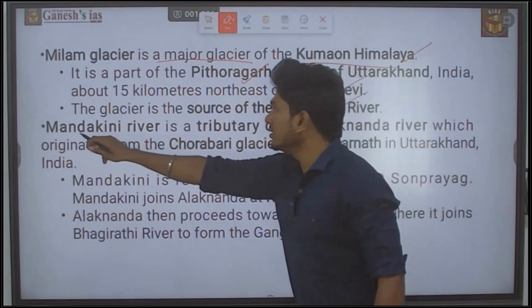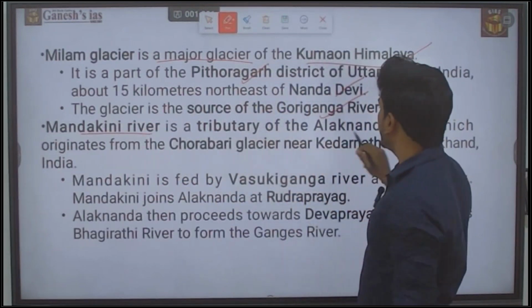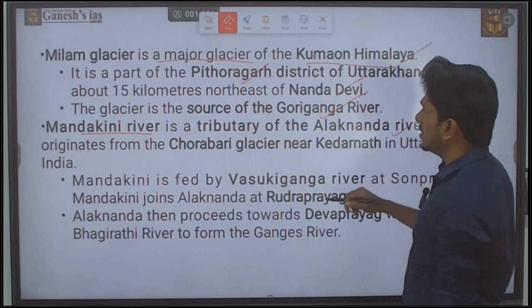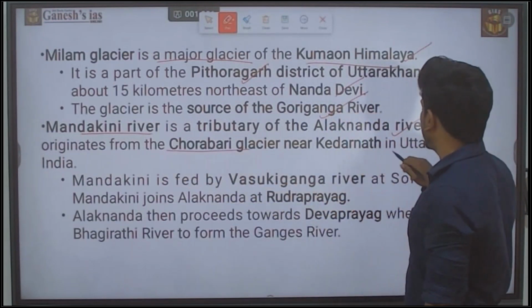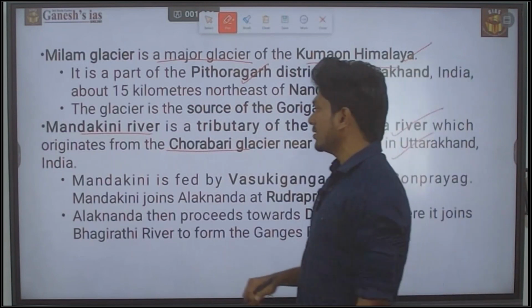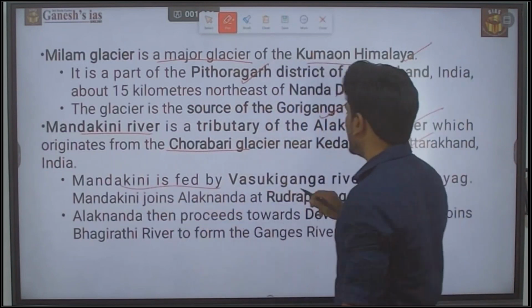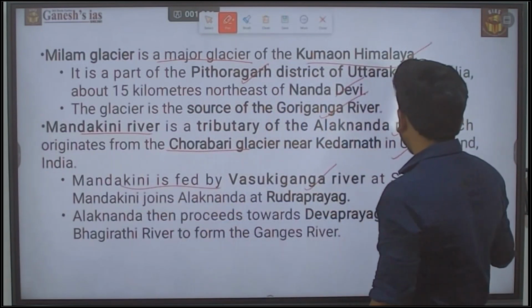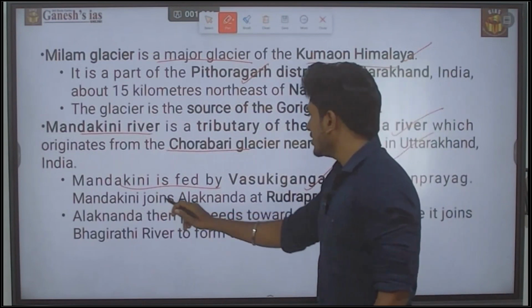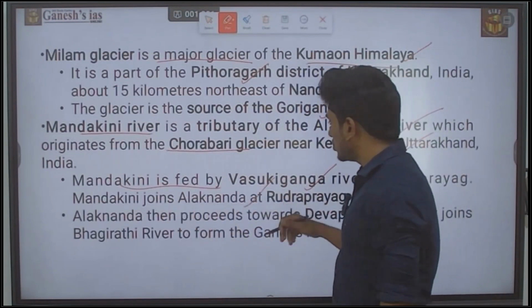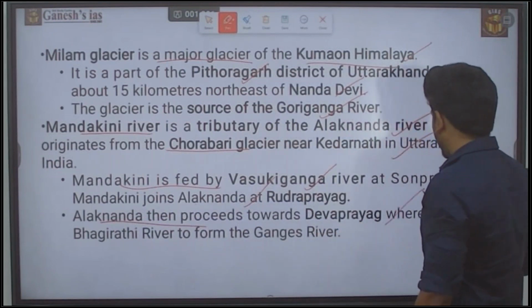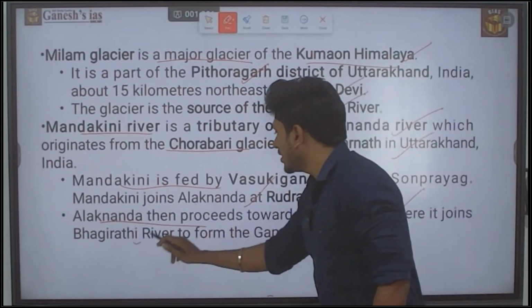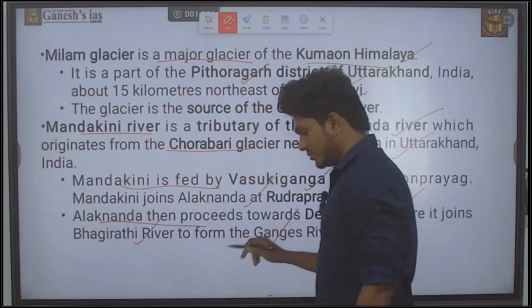Next is the Mandakini River. It is a tributary of the Alaknanda River, which originates from the Chorabari Glacier near Kedarnath in Uttarakhand, India. The Mandakini is fed by the Vasuki Ganga River at Sonprayag. Mandakini joins the Alaknanda at Rudraprayag. Alaknanda then proceeds towards Devprayag, where it meets the Bhagirathi to form the Ganga River.